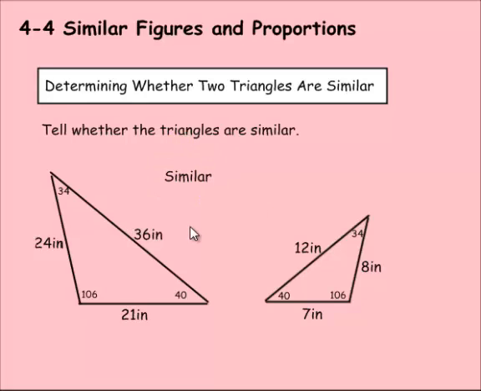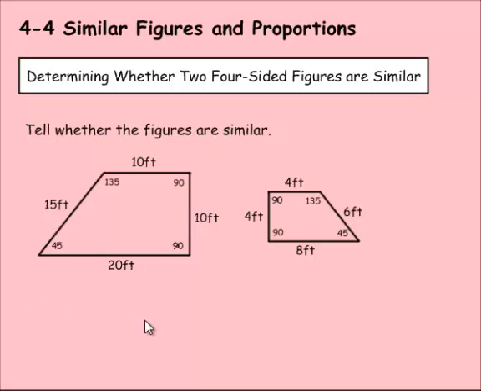To show you that the sides are similar, the longest side here, 36, is 3 times as long as this longest side. The second longest side, 24, is 3 times as long as the 8. And the third side, 21, is 3 times as long as the shortest side over here. So just to show you that when the angles are the same, the proportions for the sides are the same as well. Let's look at the four-sided figure now.